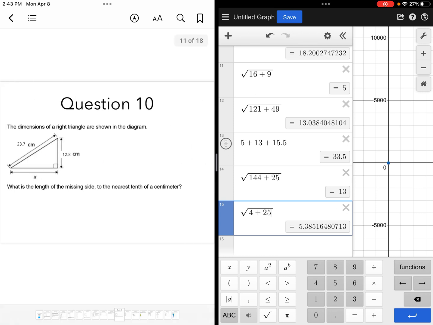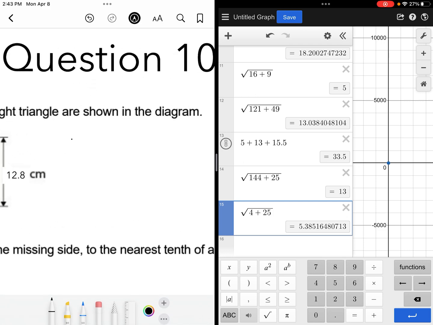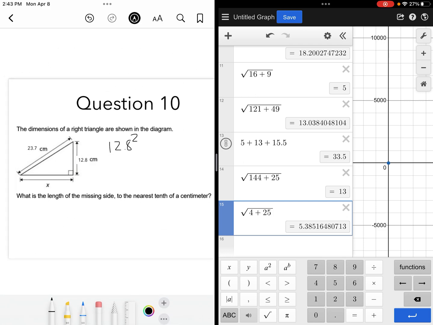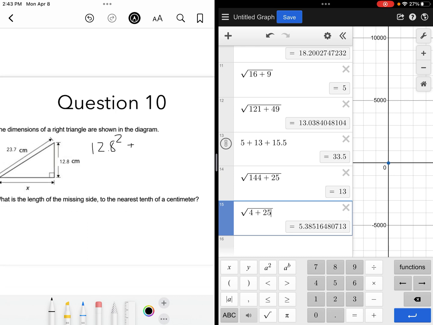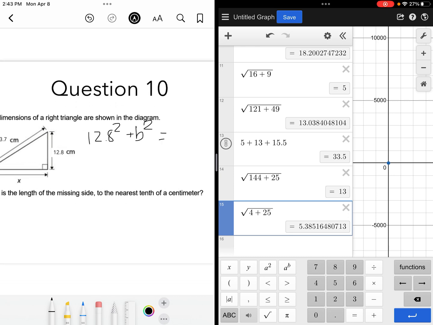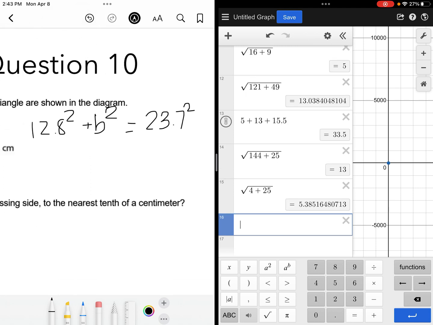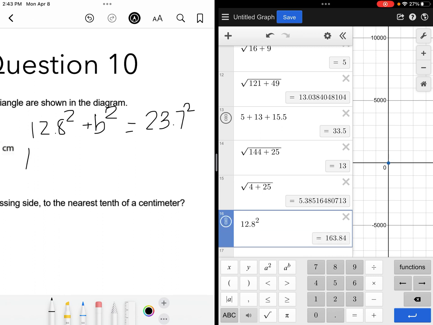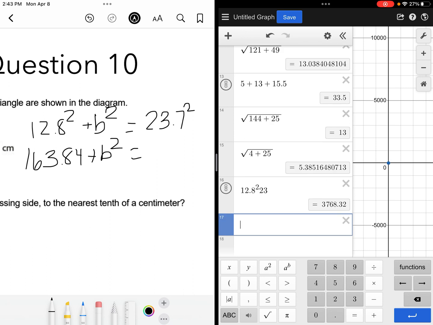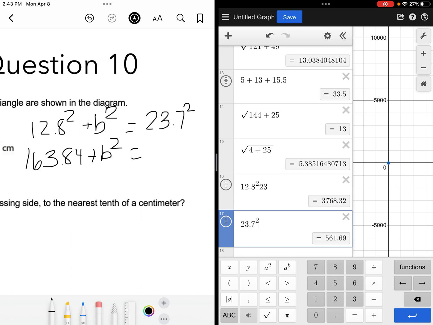Okay, the next one, they want to know the length of the missing side. So I know I have 12.8 squared plus b squared equals 23.7 squared. 12.8 squared is 163.84, and 23.7 squared is 561.69.